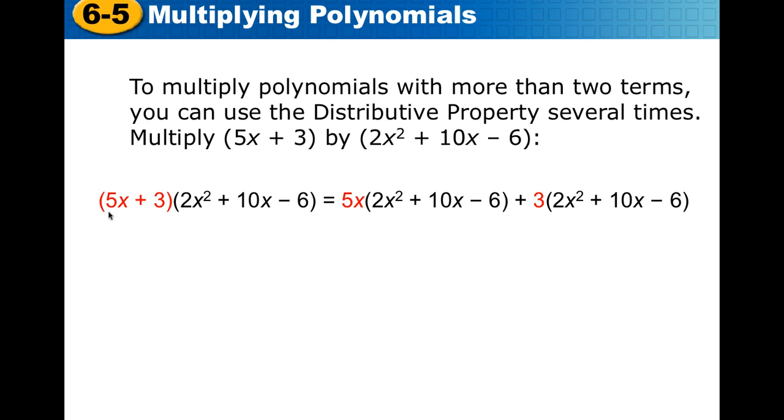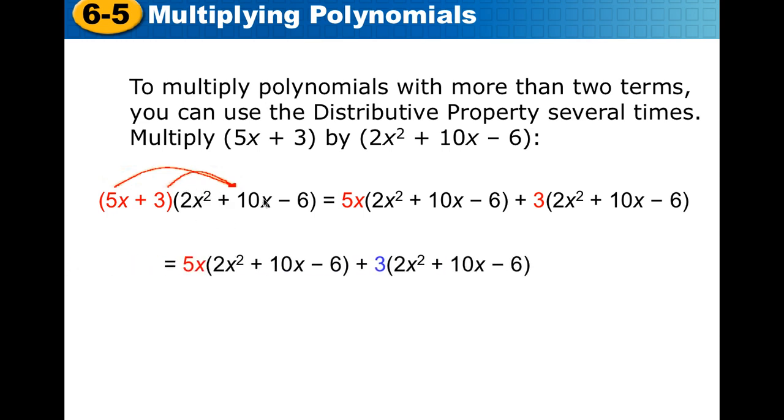What you're going to do is take your first term, that 5x, and multiply it by everything in your second parenthesis. So in this case, we're going to multiply it by 2x squared, 10x, and negative 6. Then you're going to take your second term in your binomial, that plus 3, and multiply it into your trinomial, 2x squared plus 10x minus 6. So it's going to look very similar to what we're doing down here.